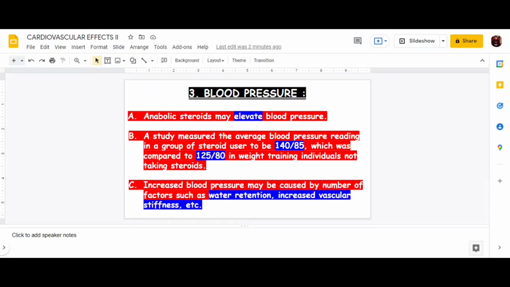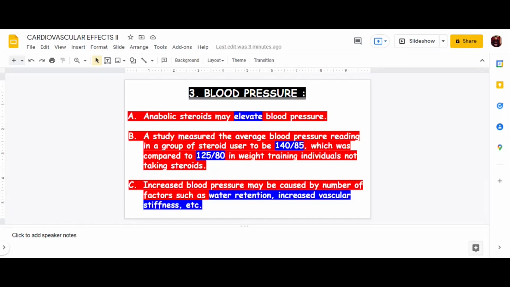The third one is blood pressure. The other two we have covered in the previous video, so you can check that out. Now anabolic steroids elevate the blood pressure. There is a study which shows this effect. A study says that the average blood pressure in a group of steroid users was 140/85, whereas the blood pressure was 125/80 in vegetarian individuals who are not on anabolics. So you can see the difference in blood pressure.